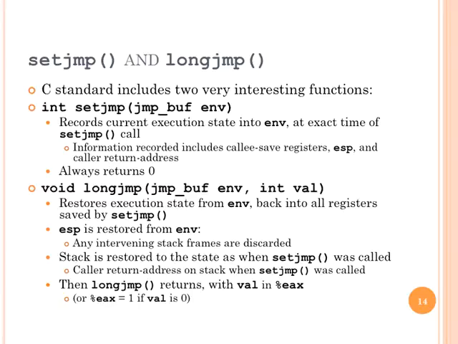It will either be val, or if the caller said that val is 0, longjmp is defined to return 1. Okay, so this is what longjmp does.